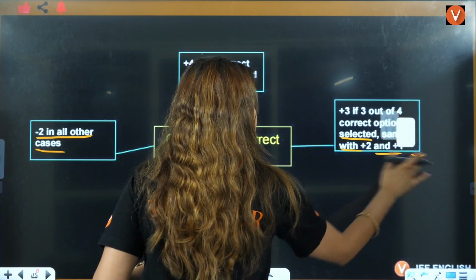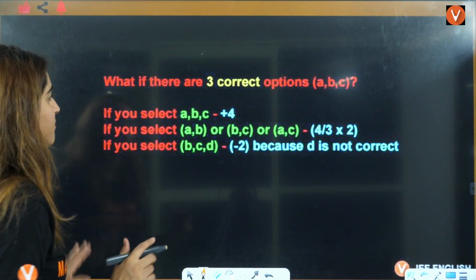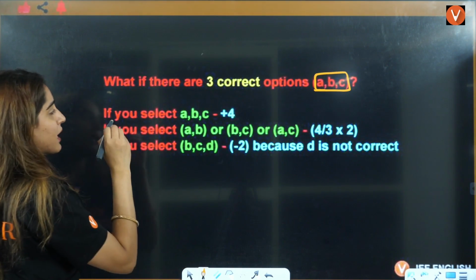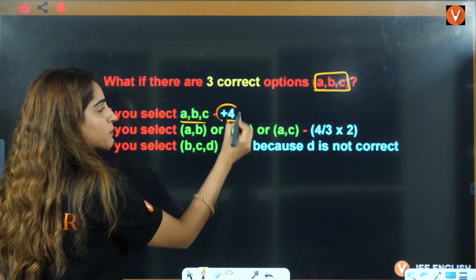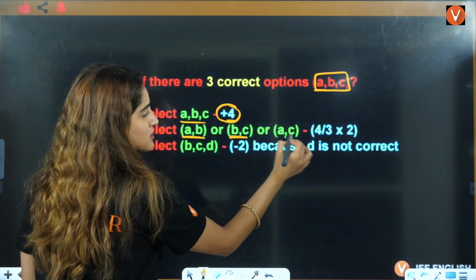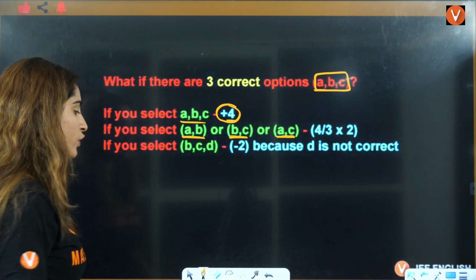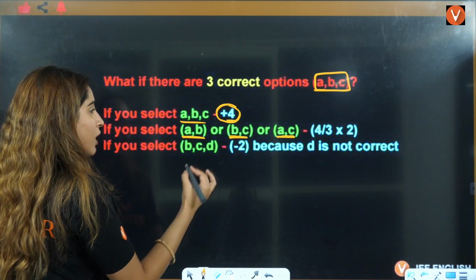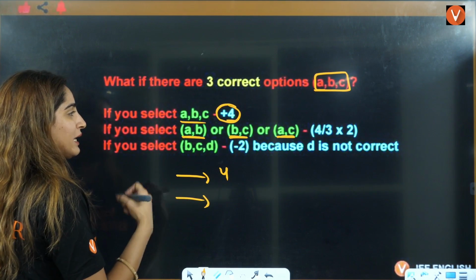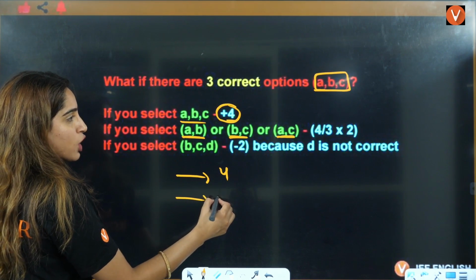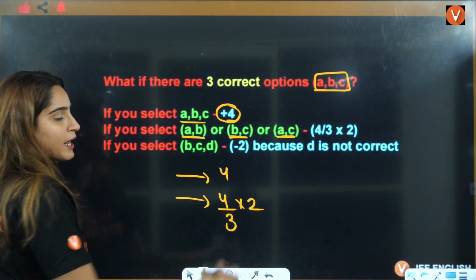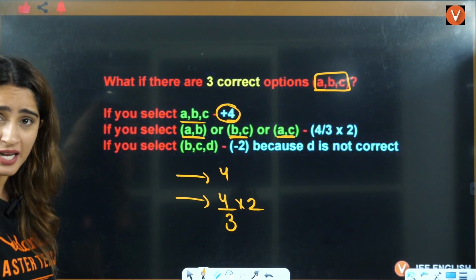Just remember this thing, I'm taking an example. Let's say you have 3 correct options, that is A, B, C, right? If you select A, B, C, they will provide you plus 4. If you select A or B, B or C, A or C, then what will they give you? Because see, for all the correct ones, they are giving you 4, right? You are marking only 2 as correct, right? So it will be 4 divided by 3 multiplied by 2, right?